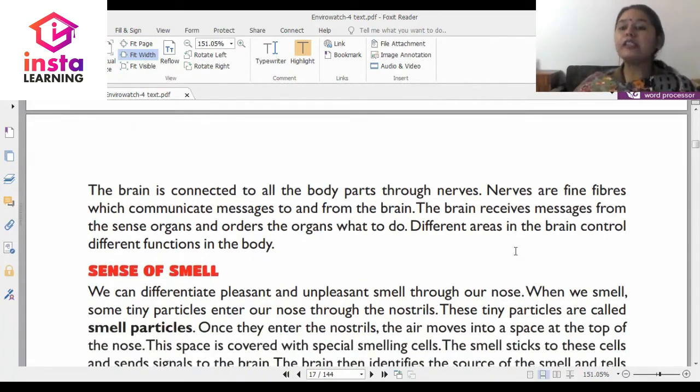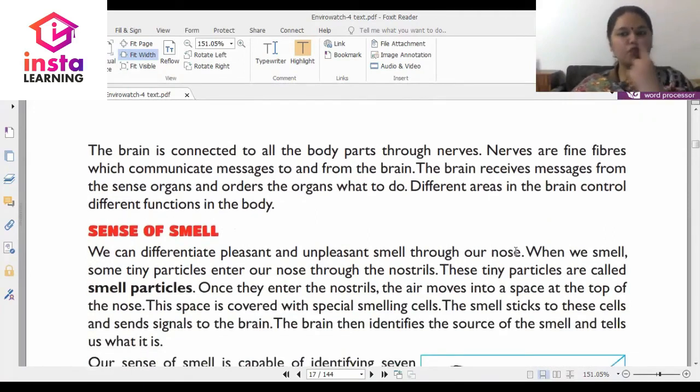So the first sense organ that we are talking about is the nose. What is the main function? We can differentiate pleasant and unpleasant smells through our nose. Like when we put on perfume and go to a party, our friend says, wow, you're smelling so nice. Or sometimes we are going somewhere and there's a very unpleasant smell, like, oh my God, what is this? Which sense organ helped you differentiate that this is a pleasant smell, this is an unpleasant smell?